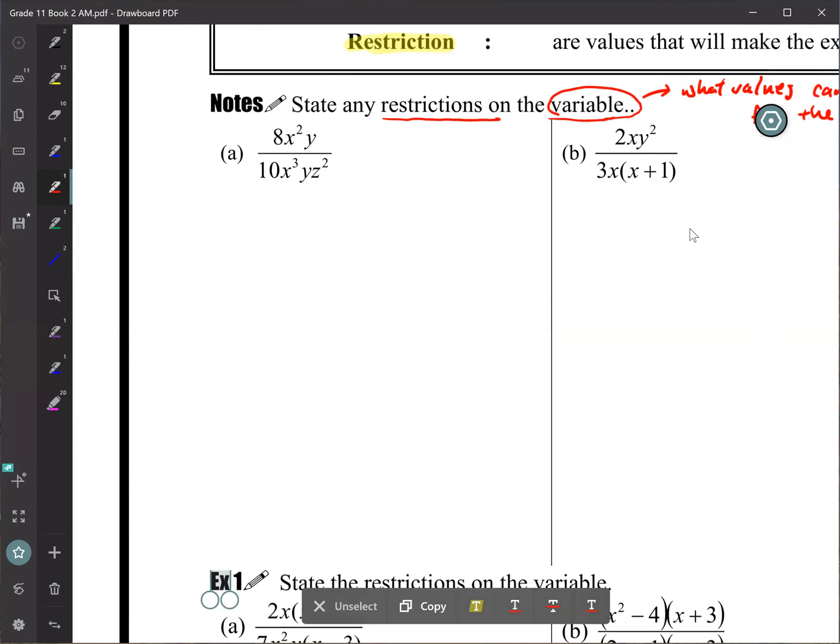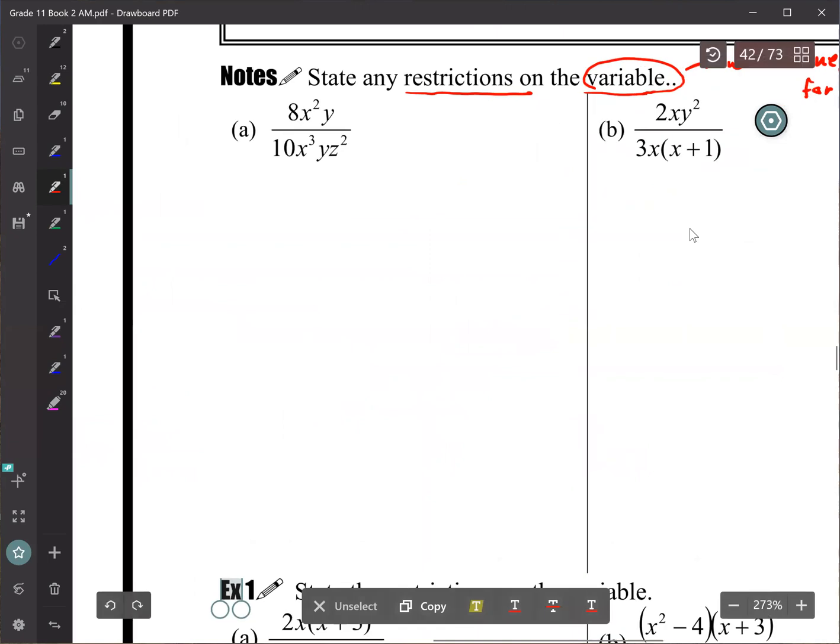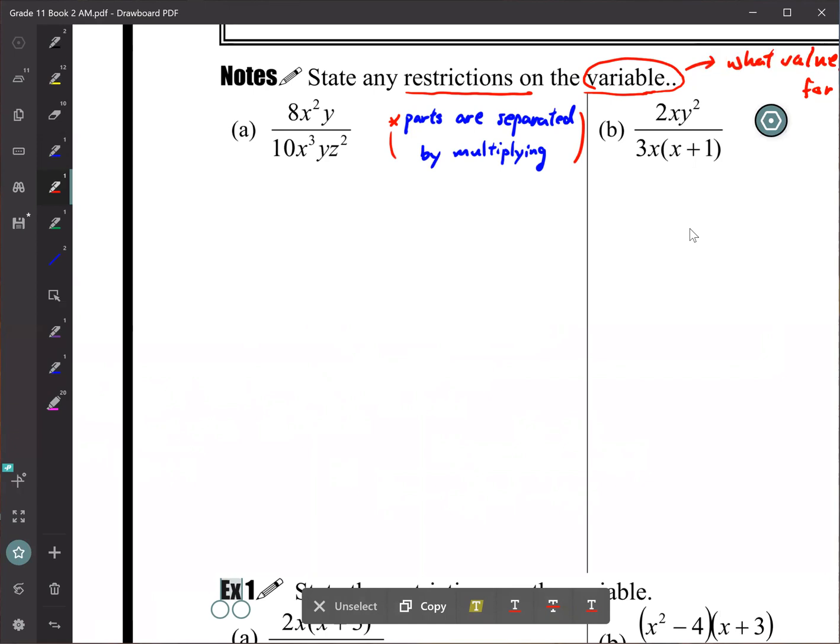So our goal is to focus on the denominator, right? For the denominator, the first thing you identify is the parts. Parts are separated by multiplying, okay? So let me write that down, this is important. Parts are separated by multiplying. Okay, please copy that down first, and then I'll explain.